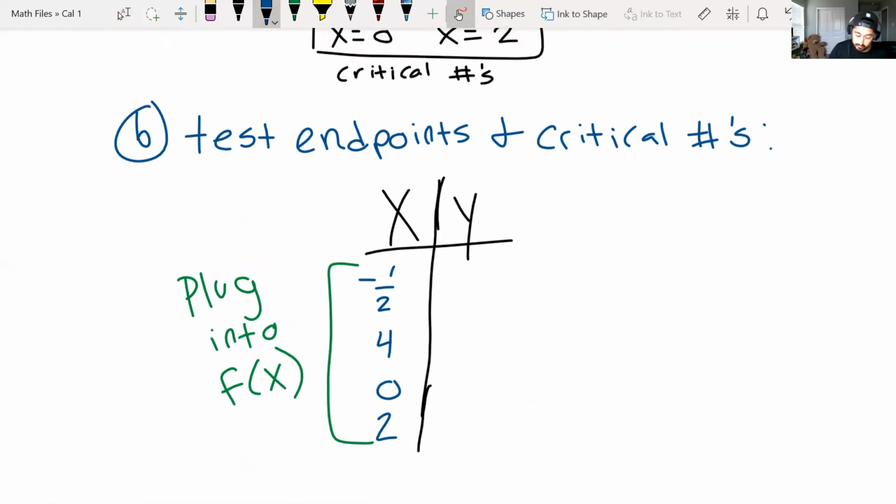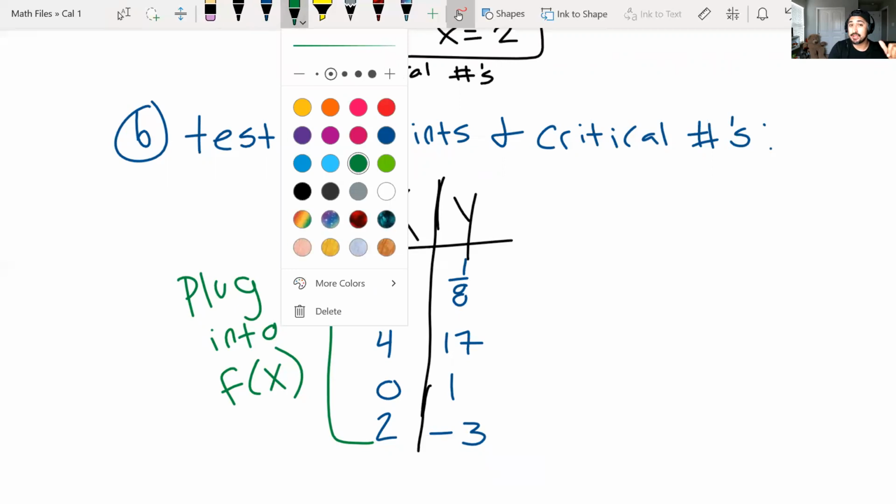-1/2, I get 1/8. 4, I get 17. 0, I get 1. And 2, I get -3. So now, all we have to do is look for the largest y value and the smallest y value, label them my absolute maximum and minimum, and we're done.